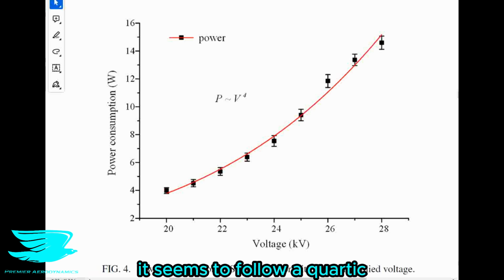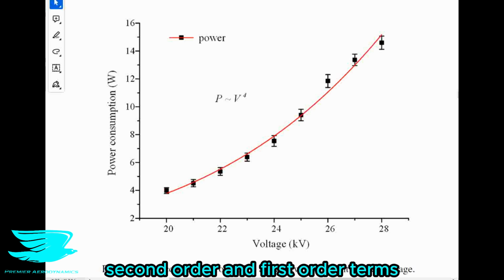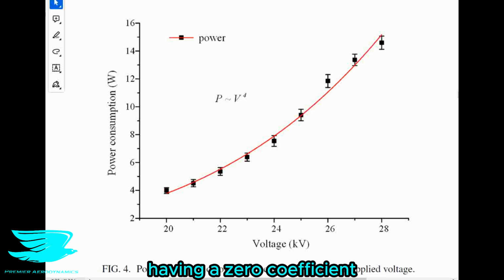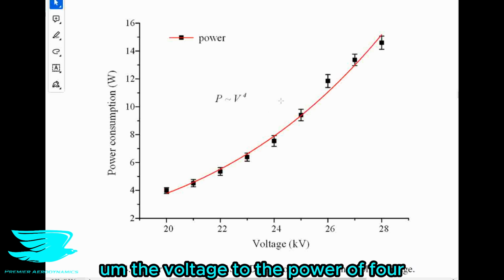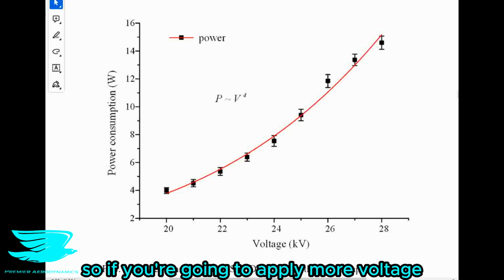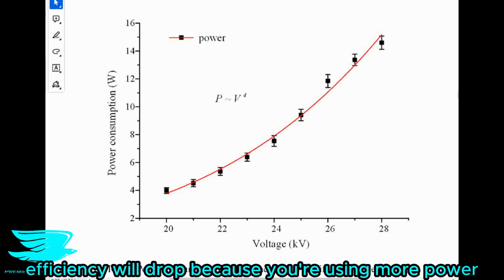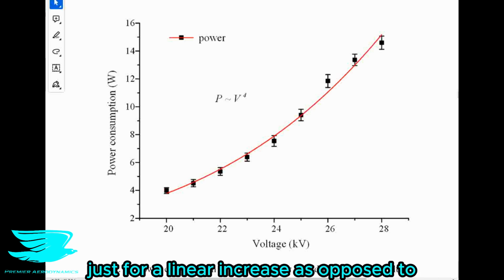It seems to follow a quartic, in other words, a fourth order polynomial with the third order, second order, and first order terms having a 0 coefficient effectively. That's what they're saying here. It seems to be just proportional to the voltage to the power of 4. So if you're going to apply more voltage, what this means is that you'd hope that it would have a much greater effect than just a linear increase. Otherwise, efficiency will drop because you're using more power just for a linear increase as opposed to a lot greater increase.